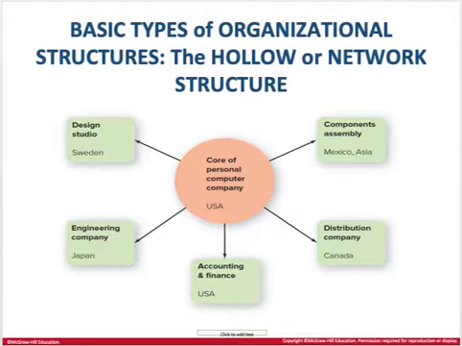So in the hollow structure, often called the network structure, the organization has a central core of key functions and outsources other functions to vendors who can do them cheaper or faster. A company with a hollow structure might retain such important core processes as design and marketing and outsource most other processes such as human resources, warehousing, or distribution, thereby seeming to hollow out the organization.